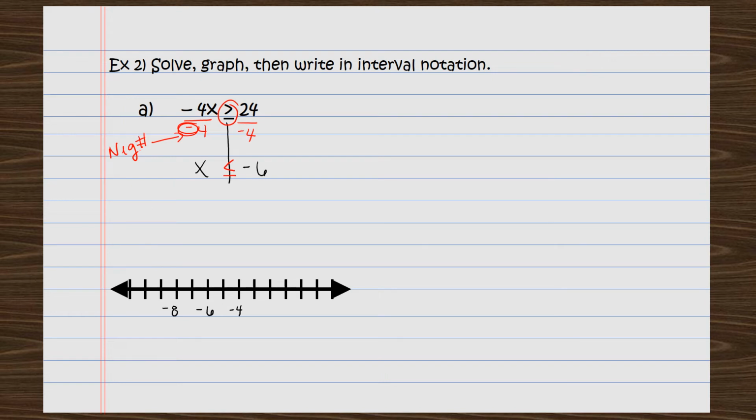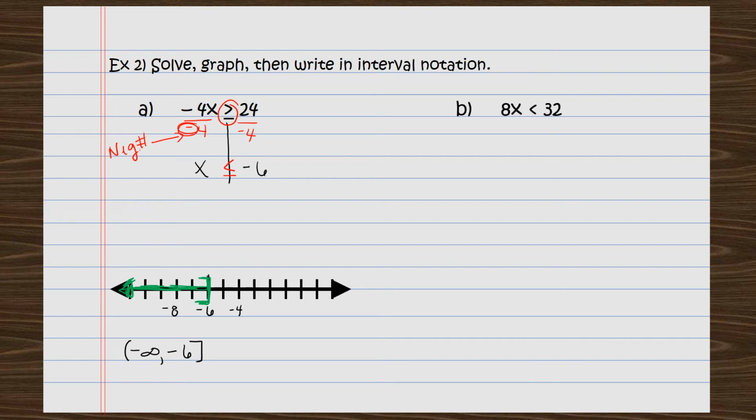Alright, so I've got a glimpse of the number line. Something is happening right here at -6. I want values that are less than or smaller, and that would be values to the left. So I shade my number line to the left. And then looking at the inequality, because it's less than or equal to, it will be a bracket. And so my interval notation for this particular problem, starting from the left, would be parenthesis, negative infinity, comma, -6, bracket. That's my interval notation for this particular problem.